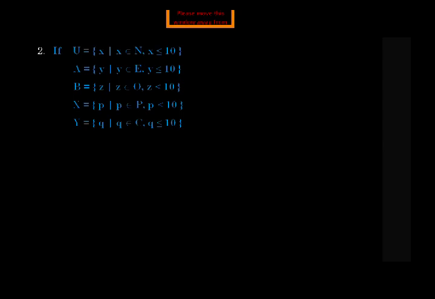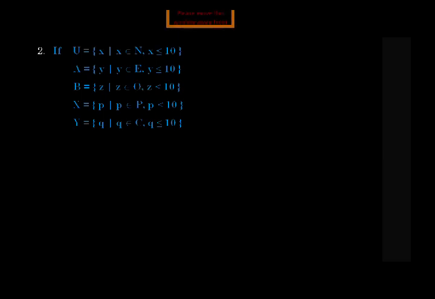Okay, right now the question is in the form of set builder notation. As you can see, the question is in the form of set builder notation. So when this type of situation occurs, what do we have to do? First, we have to convert the question into tabular form. We have to change the set builder notation into tabular form.